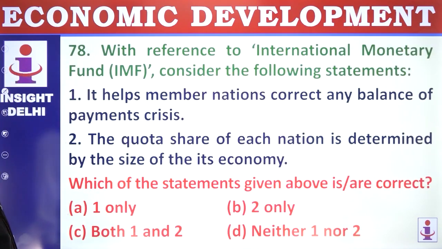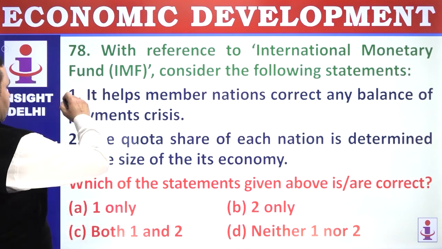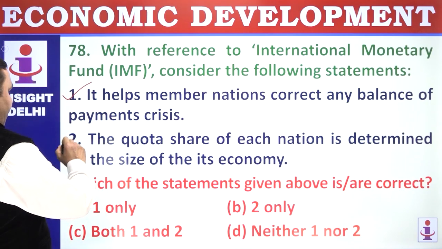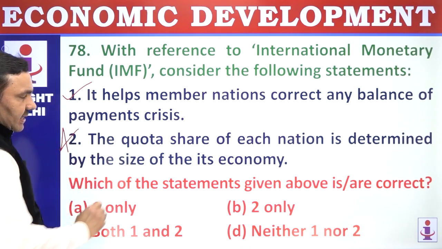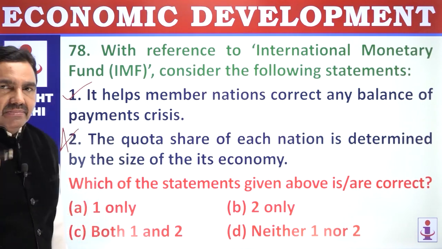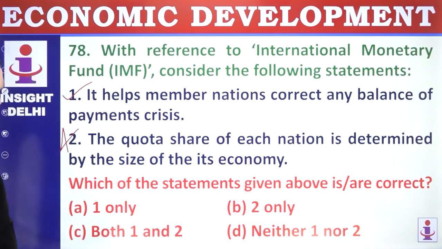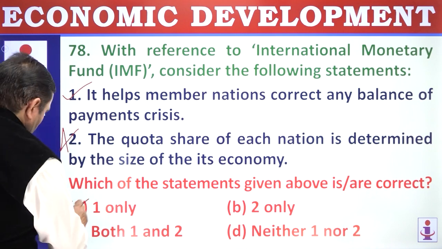With reference to International Monetary Fund, consider the following statements. It helps member nations correct any balance of payment crisis. That's correct. The quota share of each nation is determined by the size of its economy. Not size of economy, SDR. Special drawing rights determine what can be borrowed by a particular country. Only one.